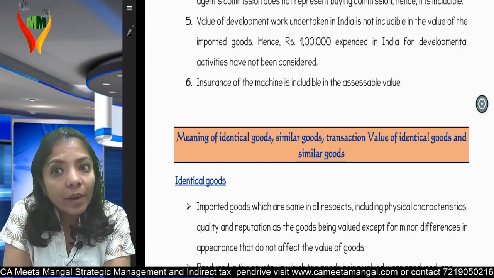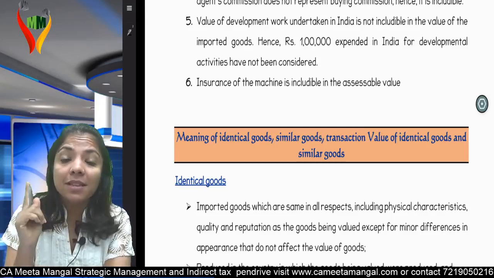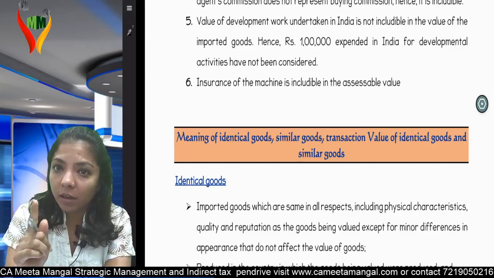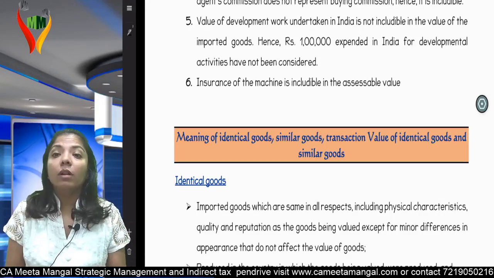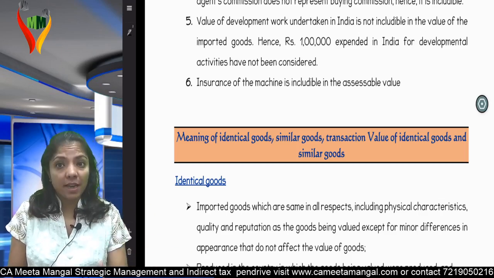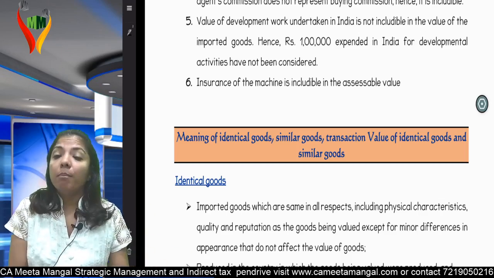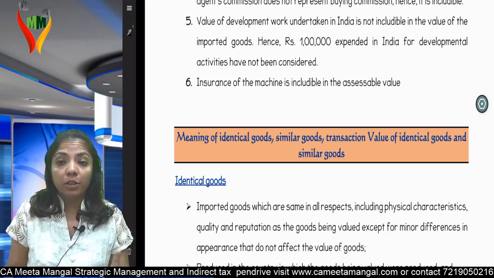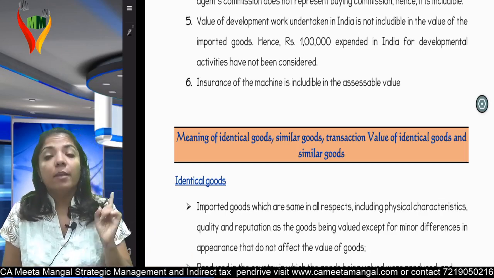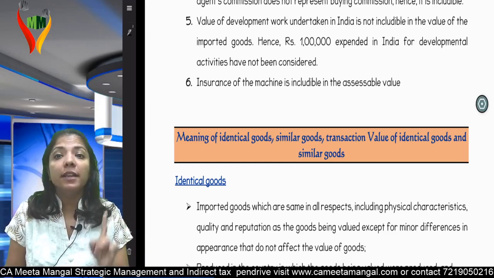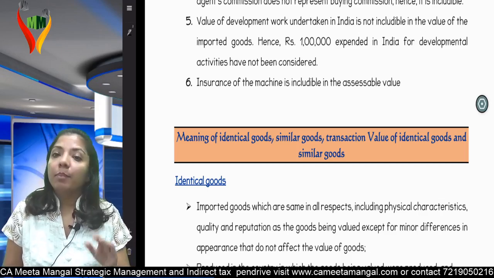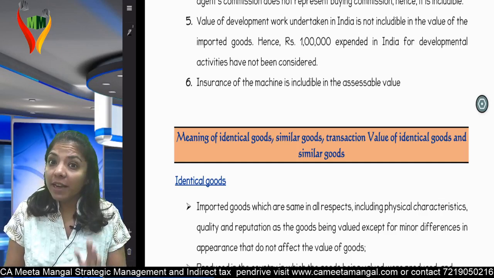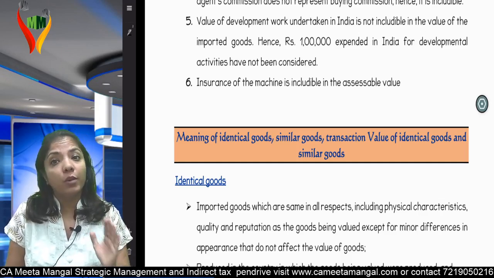Okay, so now we're done with rule 3 as well as adjustments of rule 10. What is rule 3? Rule 3 is nothing but transaction value. What is rule 10? Adjustments in transaction value. And rule 3 plus rule 10 will come into picture when in rule 12 the proper officer has accepted your transaction value.